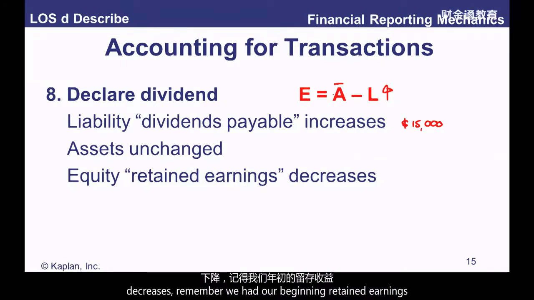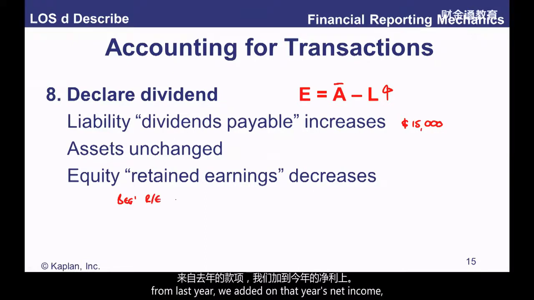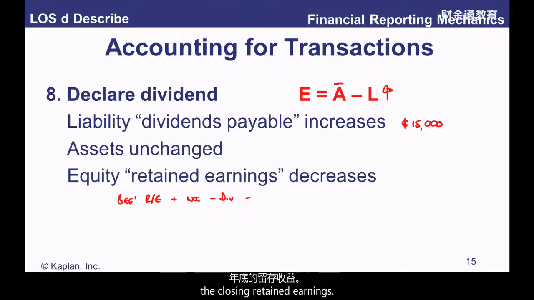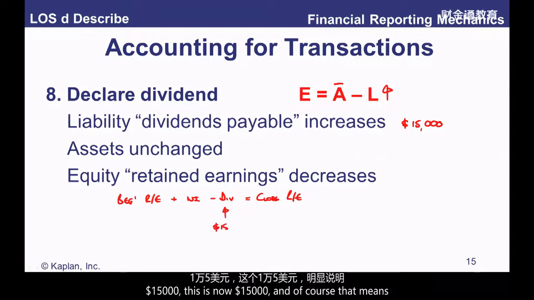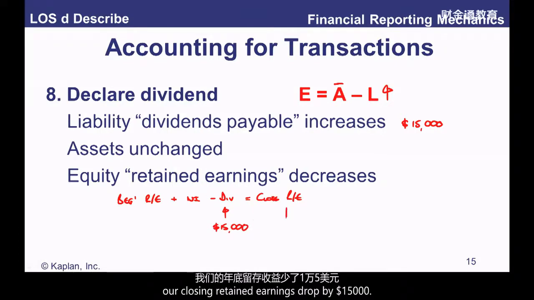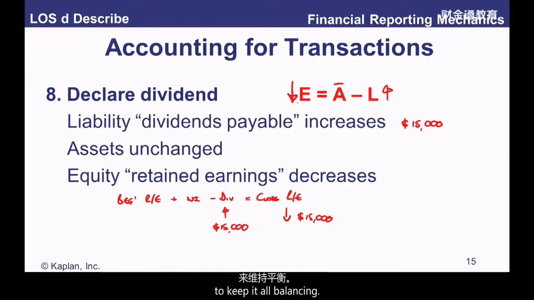The other element though is our retained earnings decreases. Remember, we had essentially our beginning retained earnings from last year. We added on that year's net income. We then subtract this year's dividend to get essentially the closing retained earnings. Now, essentially what that means is if we suddenly propose a dividend of 15,000, this is now 15,000. And of course, that means our closing retained earnings drops by 15,000. So our retained earnings is going to decrease by 15,000 to keep it all balancing.